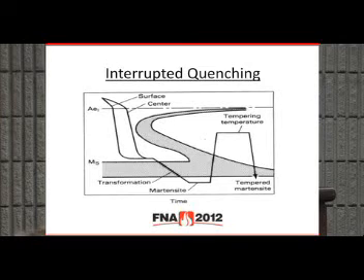Interrupted quenching is shown here schematically. You interrupt the quenching at a temperature just above the MS temperature, where the surface and the center come to the same temperature, and then you allow the transformation to take place.